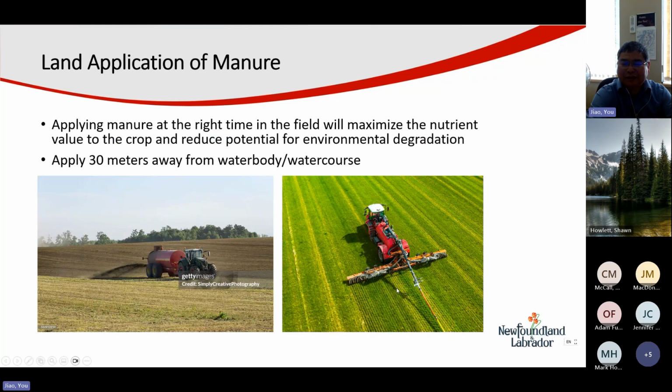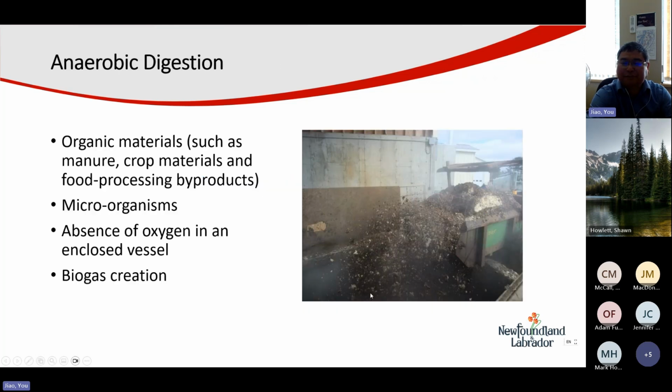The land application. This is the spreader. This is the injection system. Basically, for liquid manure, there is a pipe that runs along the field and hooks up with your spreader, and it basically injects the manure into the field.